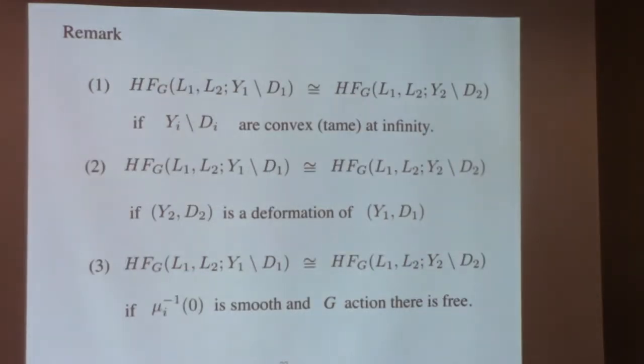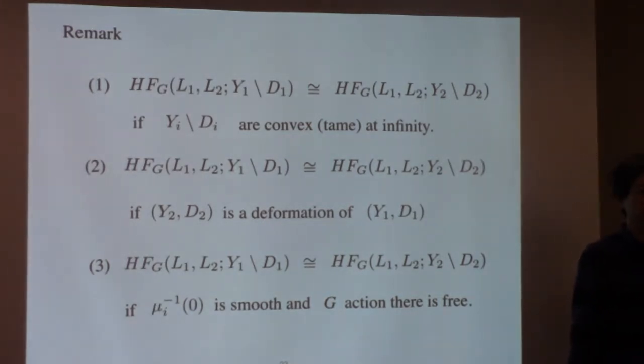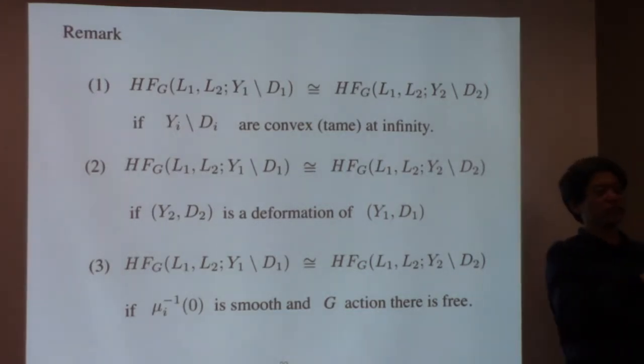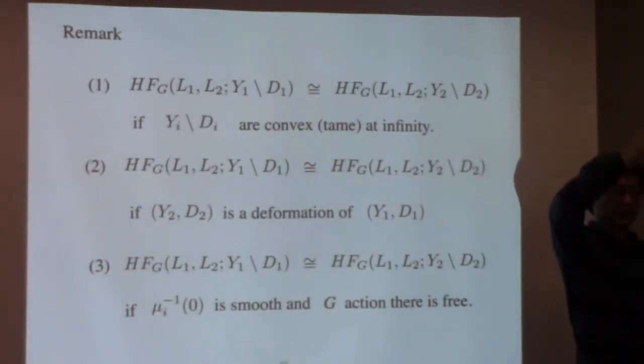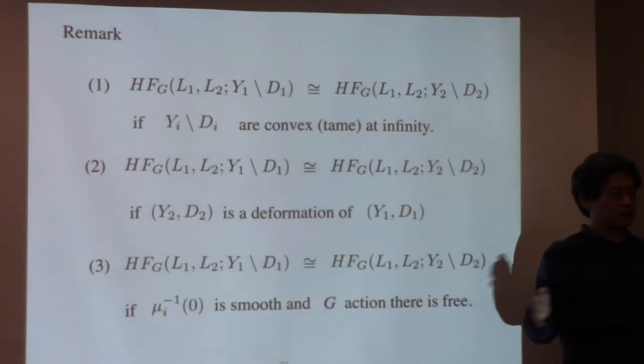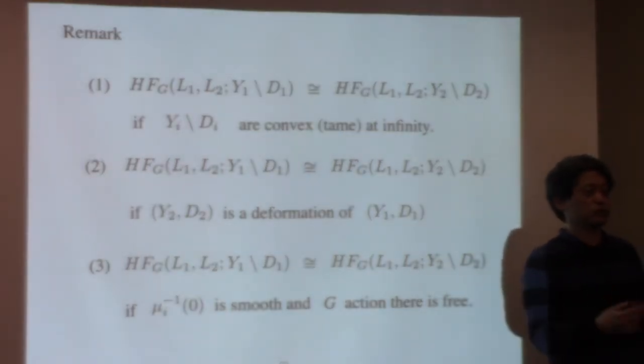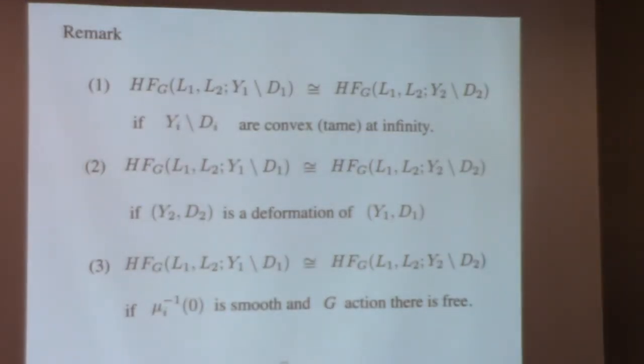So I have a few remarks. This conjecture, this problem, is positive if this Yi minus Di is convex or tame. Because in that case, you have a Lagrangian submanifold away from the end. Harmonic discs never approach these divisors, so you don't have to worry about it. So infinity does not play a role at all. So this is a well-known fact.